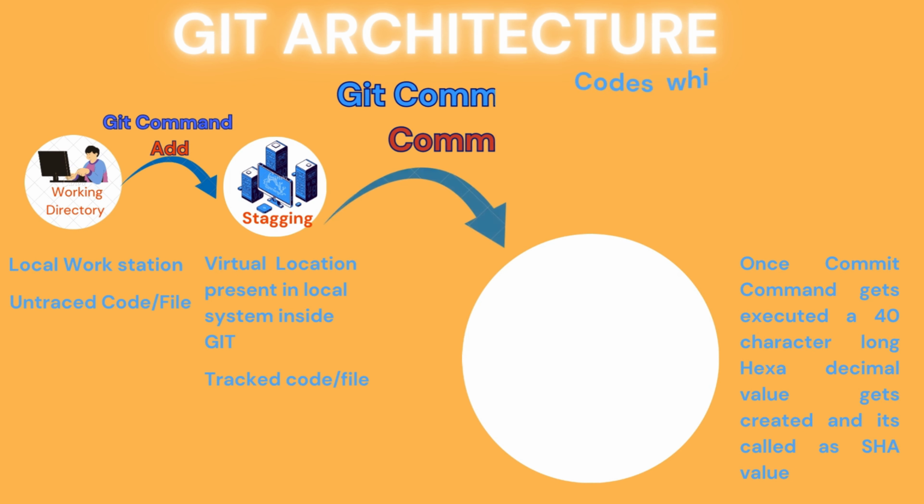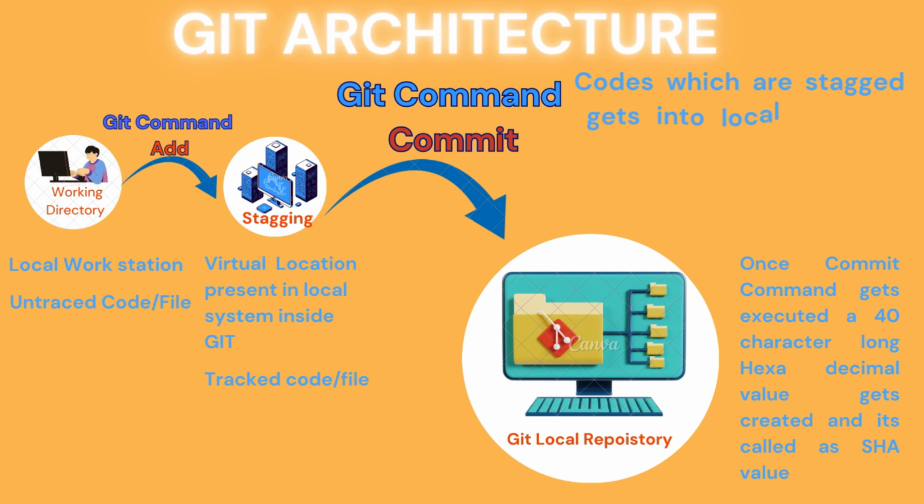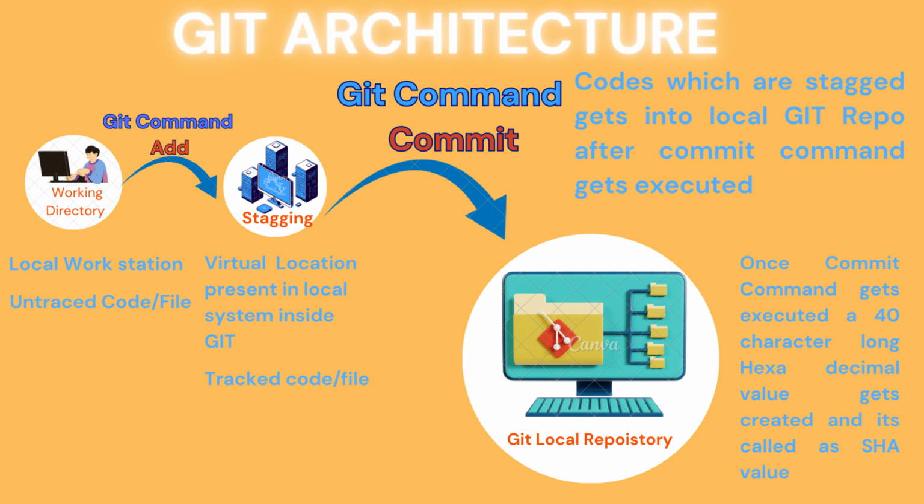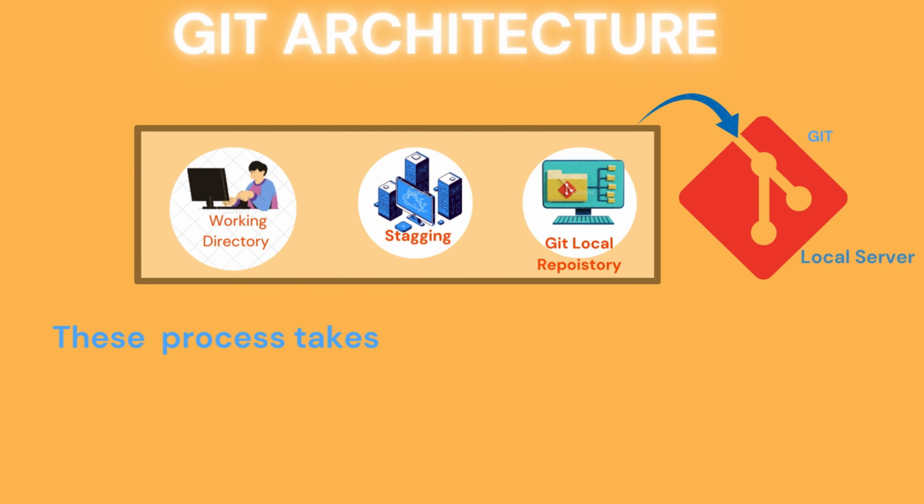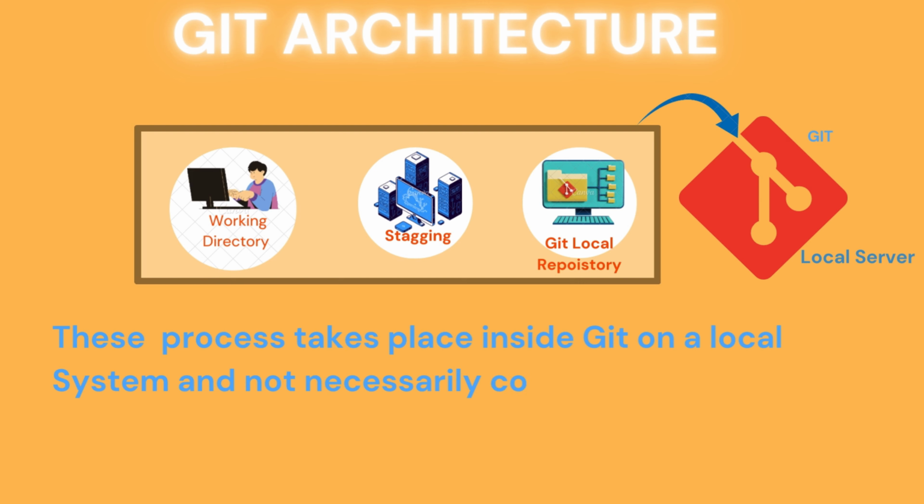The third important stage is the Git local repository. To move the file from the staging area to the Git local repository, we make use of the git commit method. After this command gets executed, the files reach the Git local repository and change from tracked files to committed files. Another important thing is all these 3 stages work inside our local system and this forms the local repository.